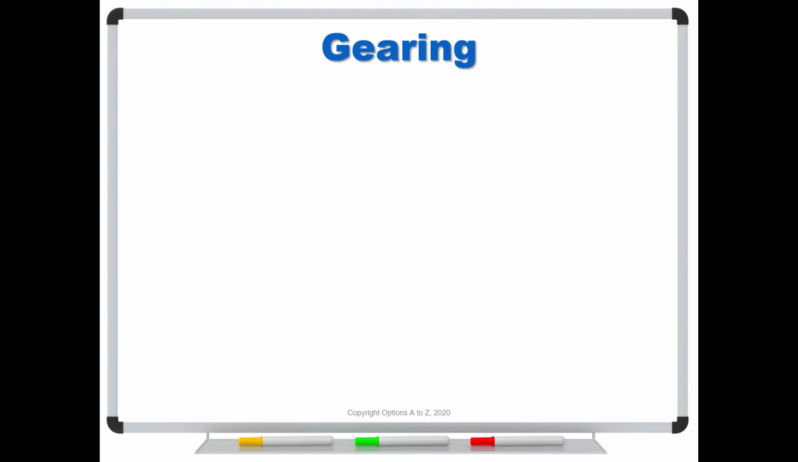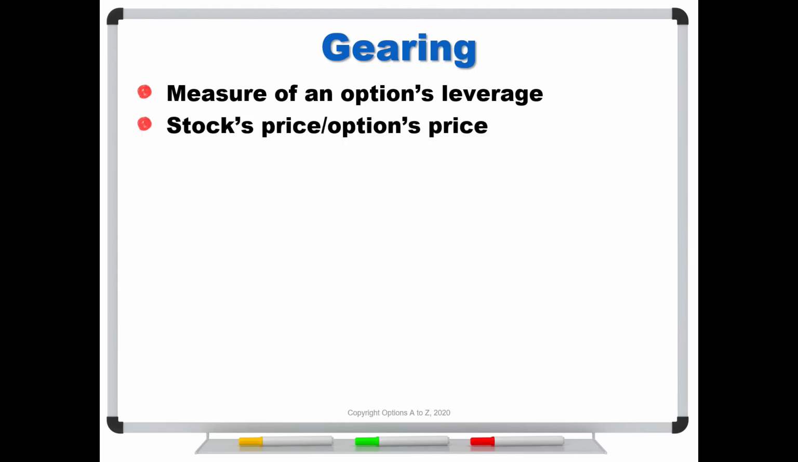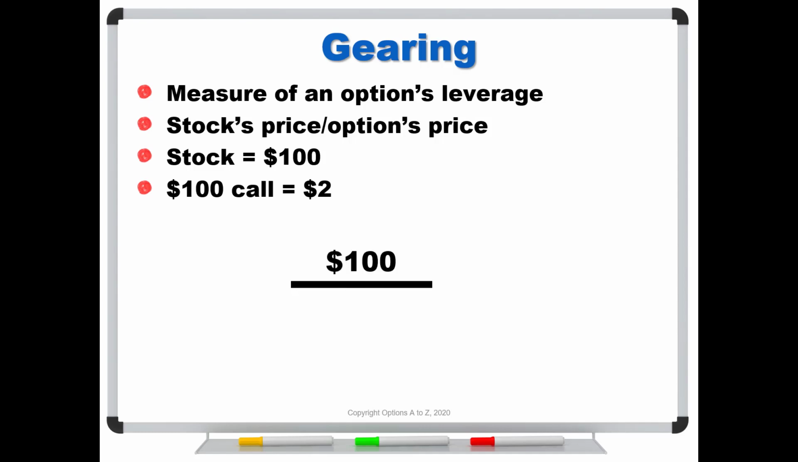Well, let's start with the gearing. It is a measure of an option's leverage. It's a real simple calculation: you just take the stock's price divided by the option's price. So say that the stock is trading for 100 and the $100 call is trading for 2. Just take the 100 stock divided by the $2 call, and we're going to come up with 50.